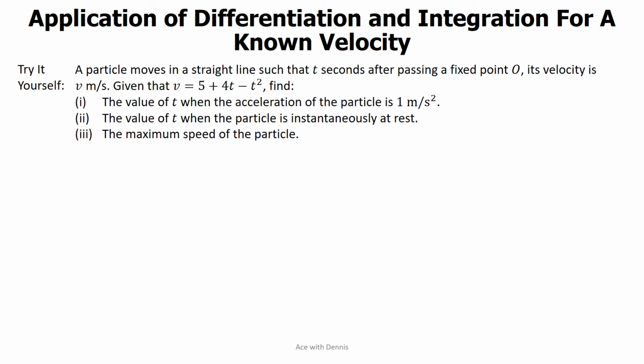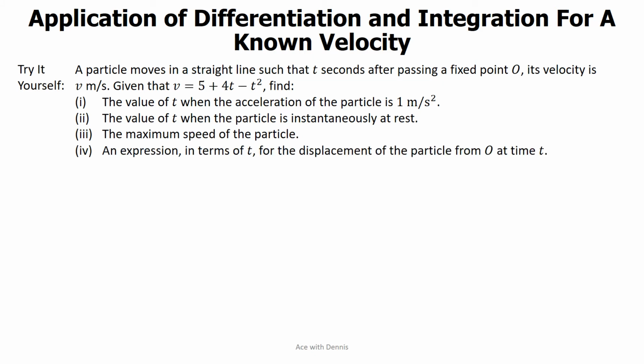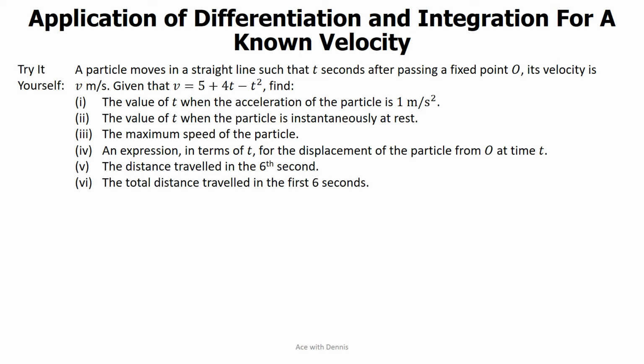3. The maximum speed of the particle. 4. An expression in terms of t for the displacement of the particle from O at time t. 5. The distance traveled in the 6th second. 6. The total distance traveled in the first 6 seconds. You can pause the video and try to solve it yourself.